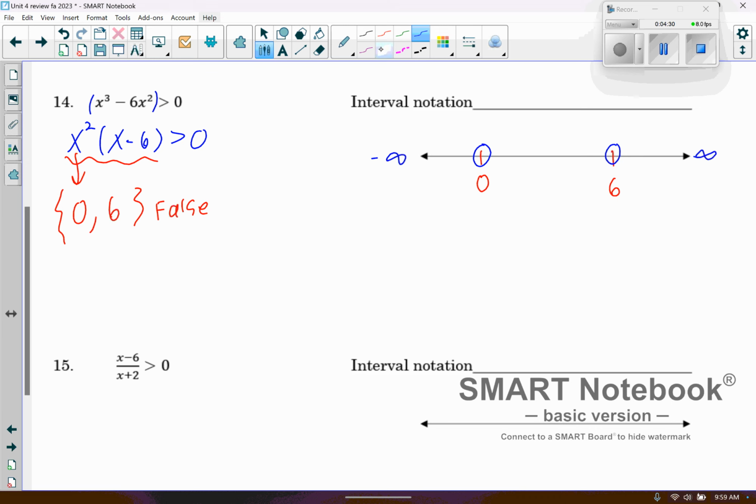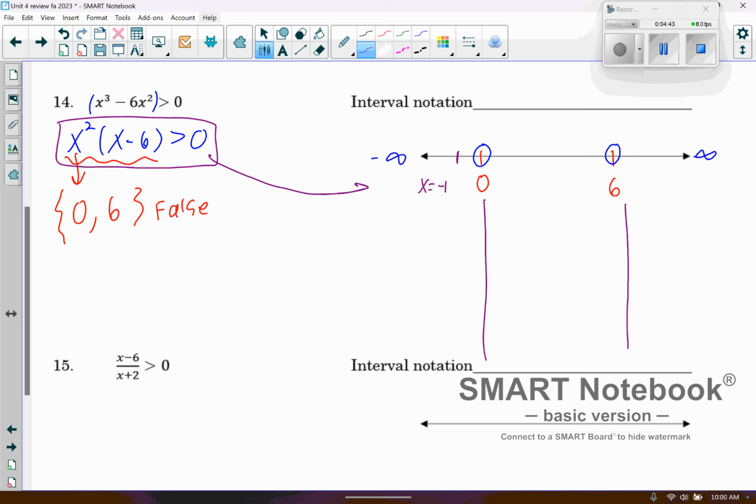So here I'm going to test x equals -1. We'll just try -1. And so I would plug it into the factored form. You could plug it into the original one if you want, but I'm just going to go with the factored form. So let's see, we're going to get -1 squared times -1 minus 6. Is that greater than 0?